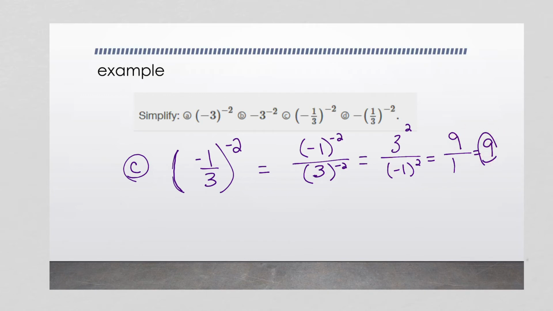You should. 9 over 1 can be written as 9. Now, does 9 mean 9 over 1? Yeah, totally. But you should write it in the most simplest form that you possibly can. Okay? All right, let's look at D.